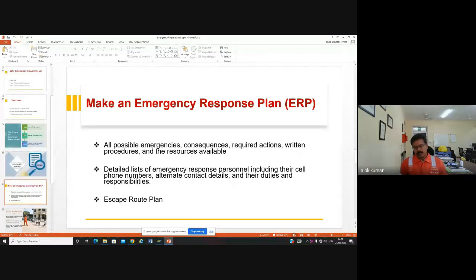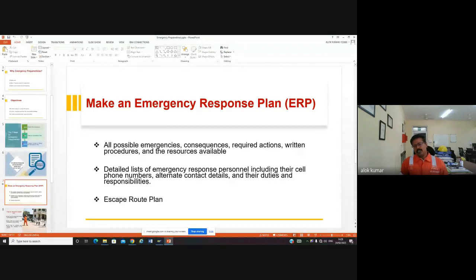Like in a disaster management plan, we have a set of plans, and based on the set of plans, there are different emergency contact numbers, like the emergency contact numbers of dignitaries such as the district magistrate, who is the incident commander in any offsite emergency situation.